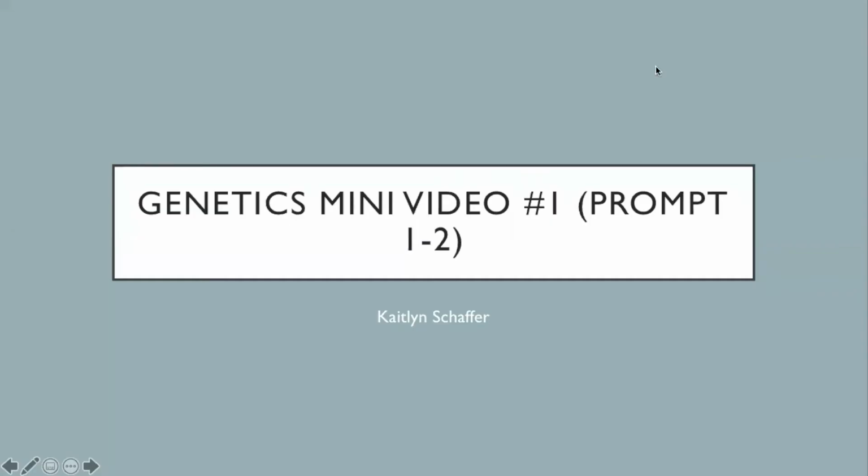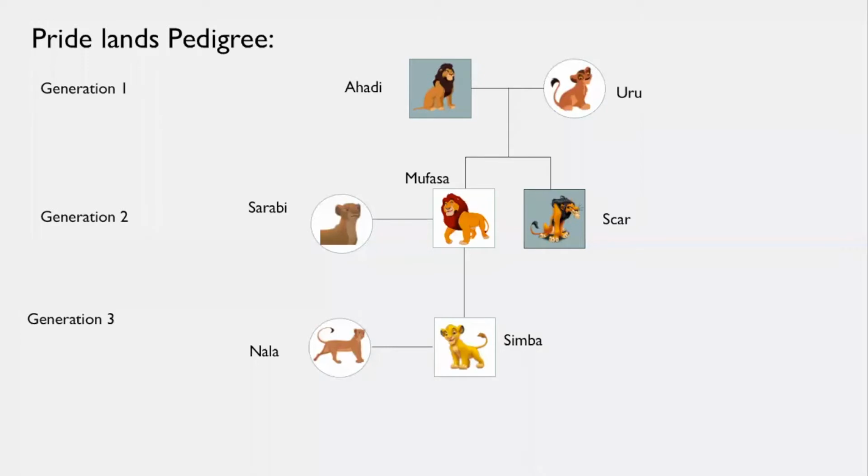Today we will be addressing prompt 1-2 for the first exam mini video. A pedigree has been created from the characters of the popular movie The Lion King. There are three generations represented on this slide.